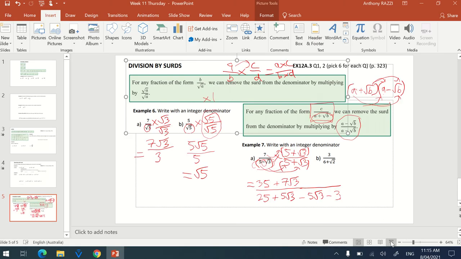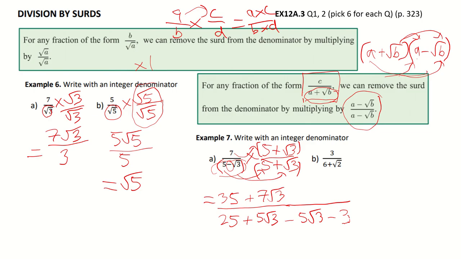So as I said, these terms cancel out. So what we're left with is, on the numerator, 35 plus 7 lots of square root 3, all over, they cancelled, 25 take 3 is 22. And we're done. So in this second example, I'm not going to write out this whole thing because we know that the middle terms are going to cancel out.